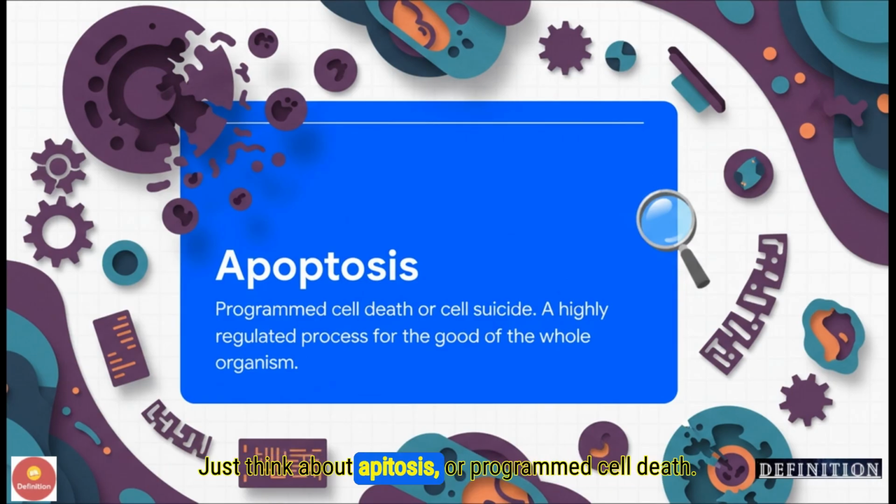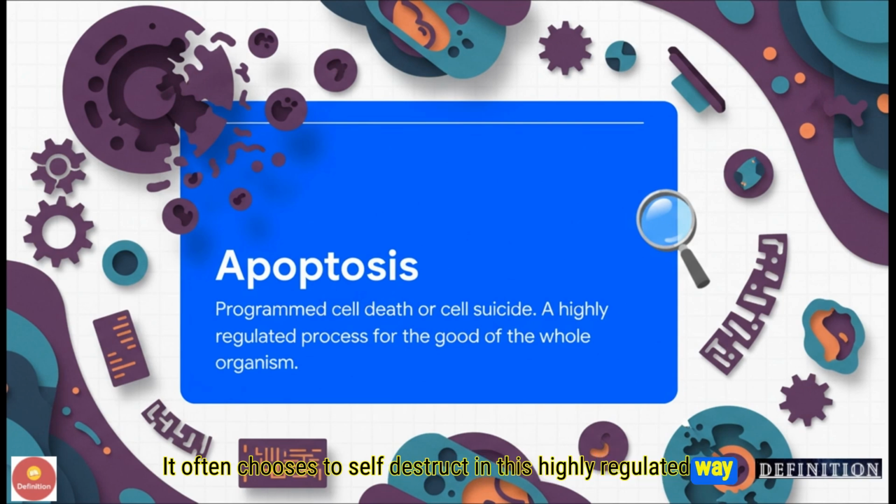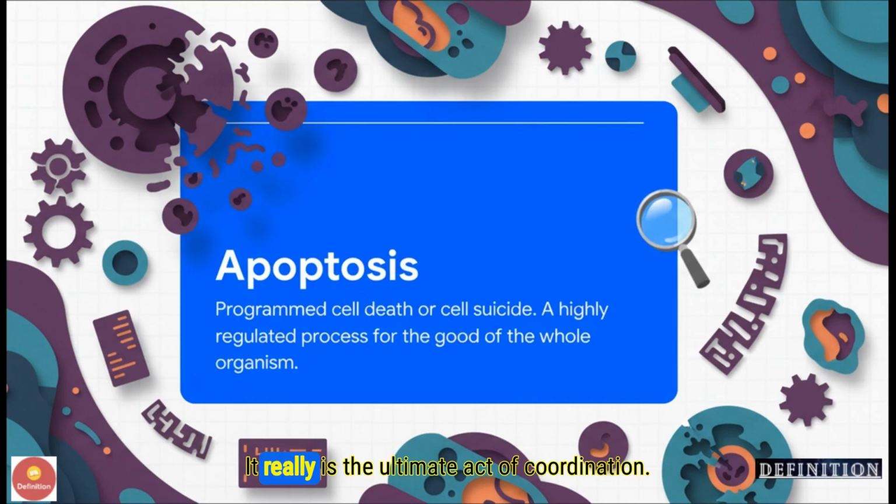Just think about apoptosis, or programmed cell death. A cell doesn't just fall apart when it gets old. It often chooses to self-destruct in this highly regulated way when its job is done, all for the greater good of the organism. It really is the ultimate act of coordination.